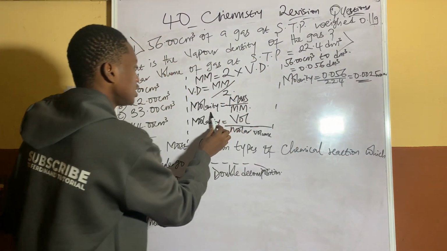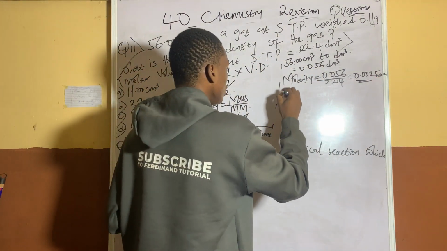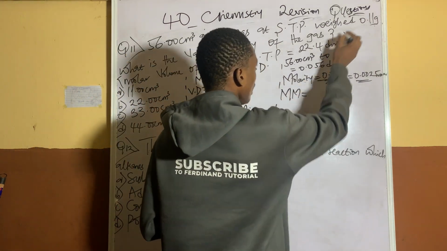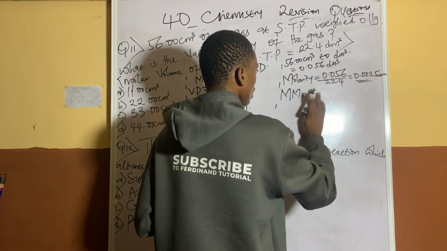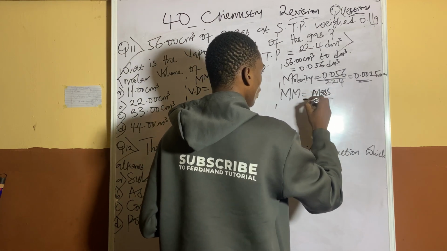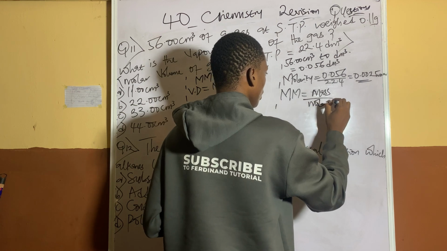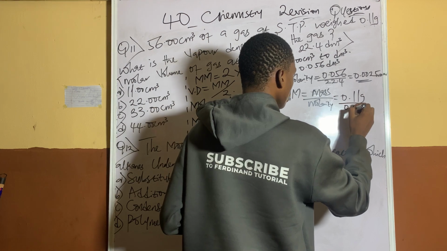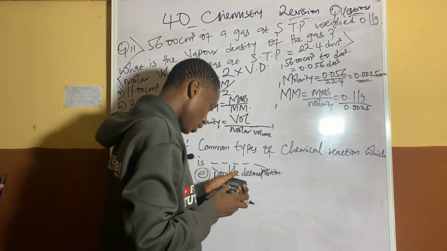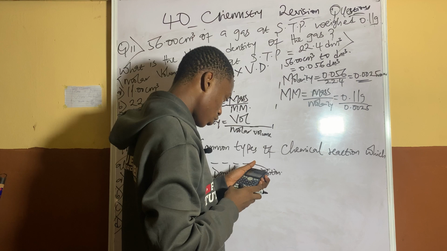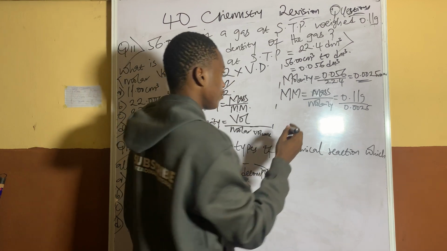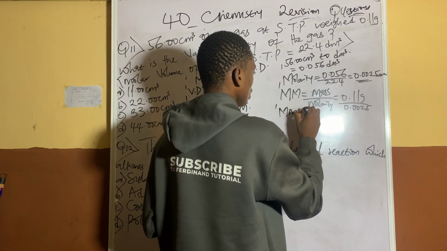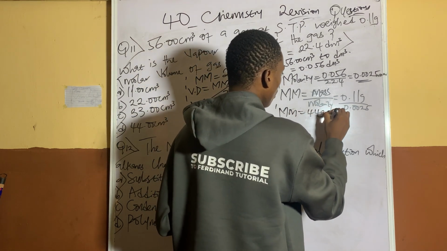Now, if I input this molarity here, I will make molar mass the subject of the formula. I will now say molar mass is equal to mass over molarity. What is my mass? 0.11 gram. What is my molarity? 0.0025. So I will say 0.11 over 0.0025. So my molar mass is equal to 44 grams. Molar mass is equal to 44 gram per mole.